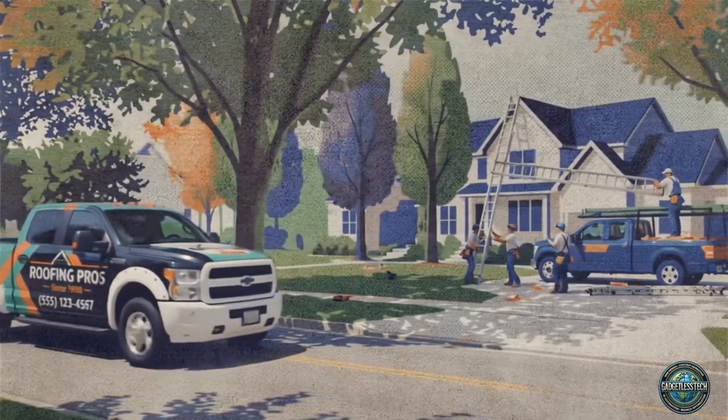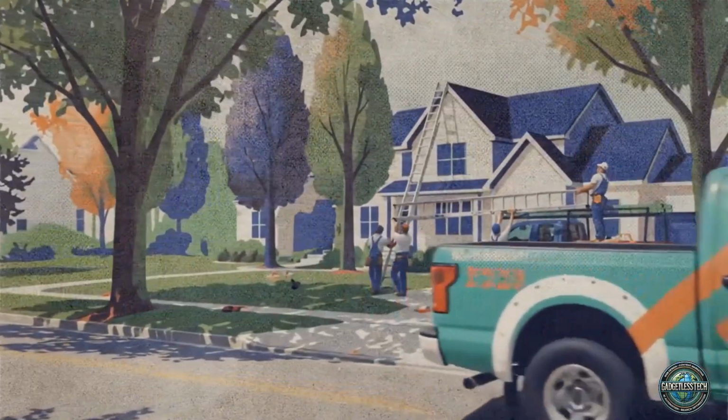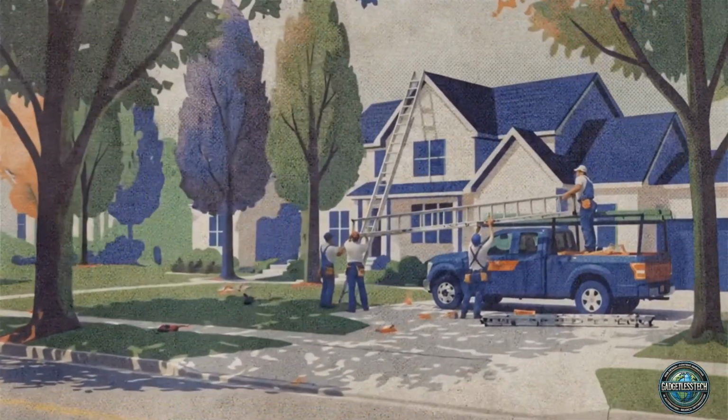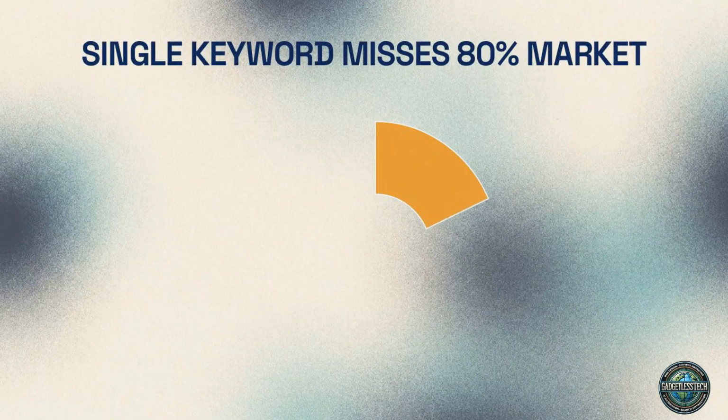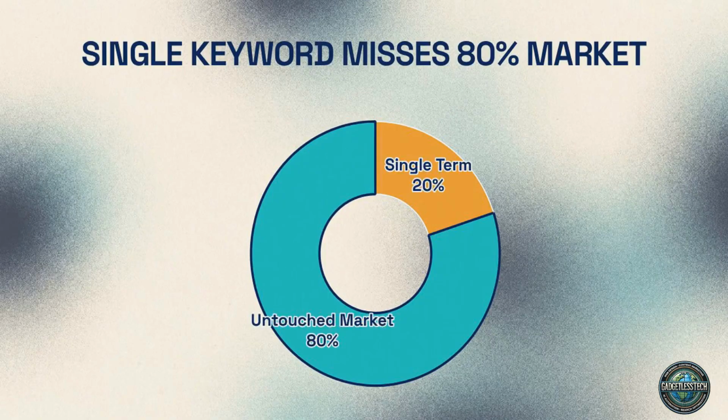While you monitor a rank tracker for 5 obvious terms, rival companies are pulling in exclusive leads every single day from these uncontested areas. Ranking first for a single term still leaves 80% of the local market search volume untouched and open for your competitors to claim.